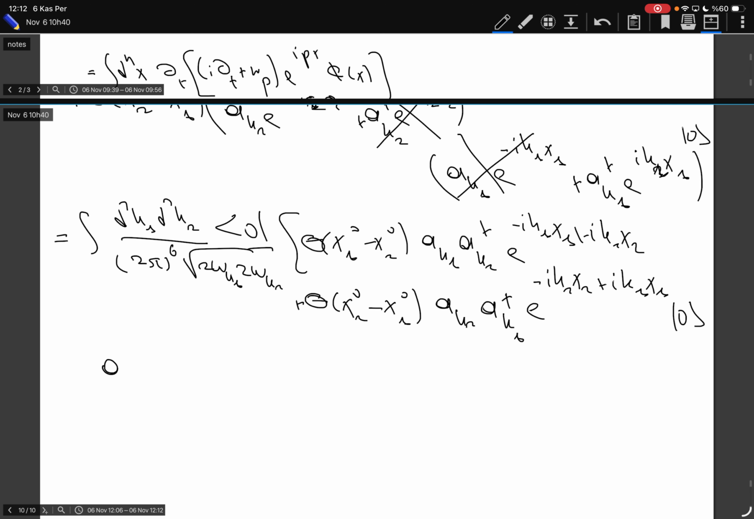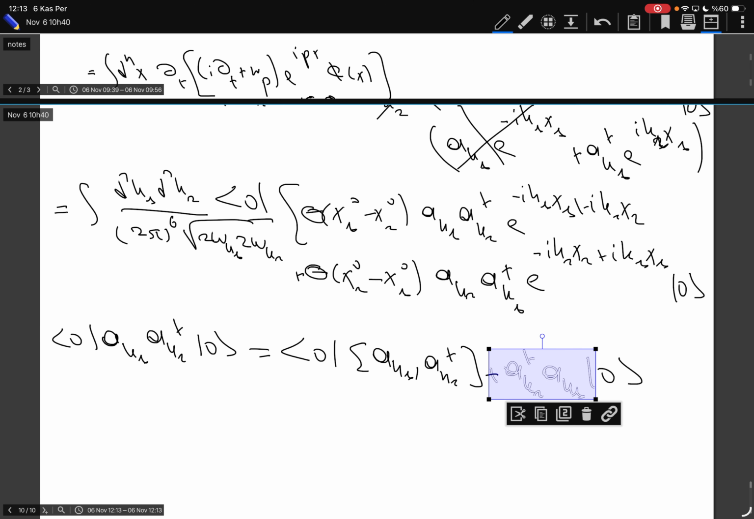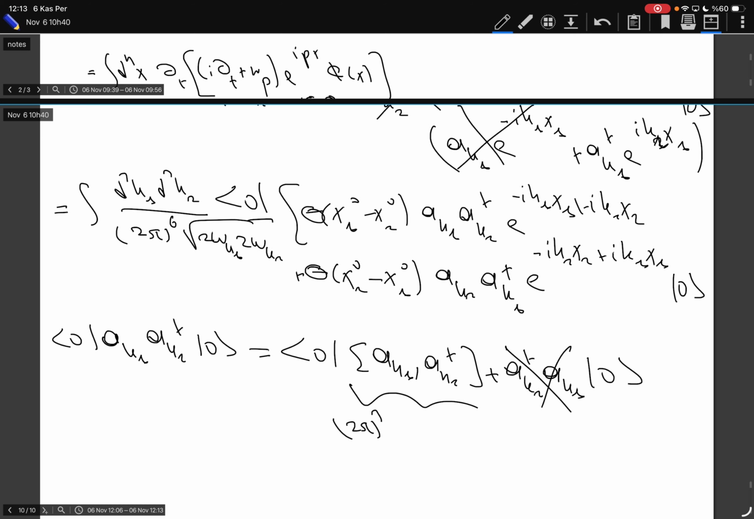Now, what else do I know? I know that a k1 a k2 dagger, this vacuum matrix element, will be equal to the commutator plus a k2 dagger a k1. I just use the definition of the commutator, nothing else. Now, this operator just annihilates the vacuum, so there is no contribution from that one. And this is just (2 pi) cubed Dirac delta of k1 minus k2.